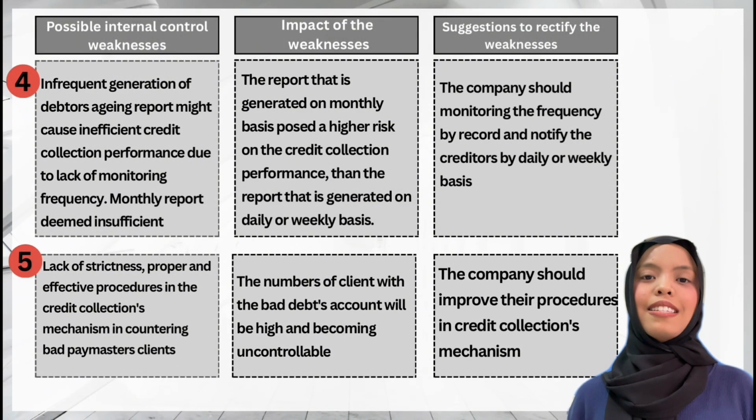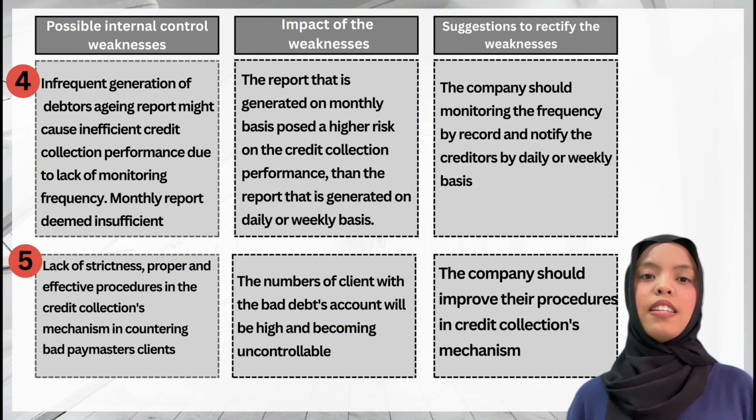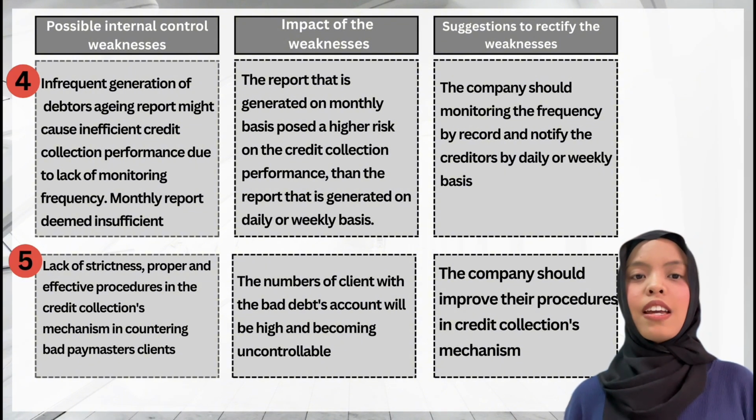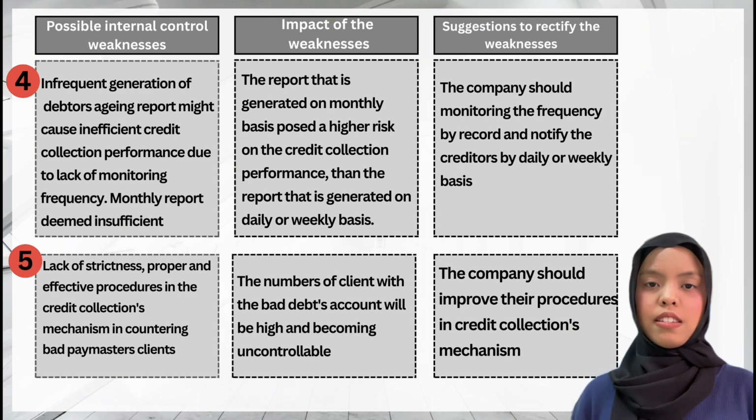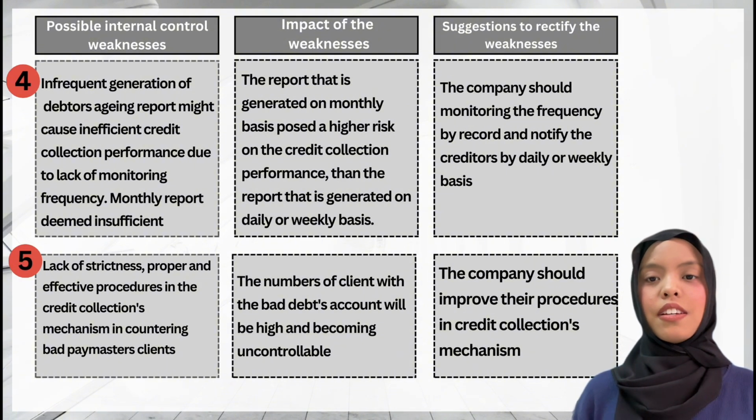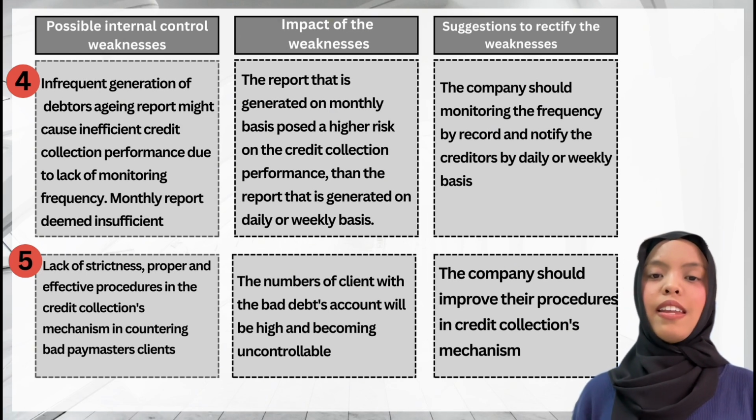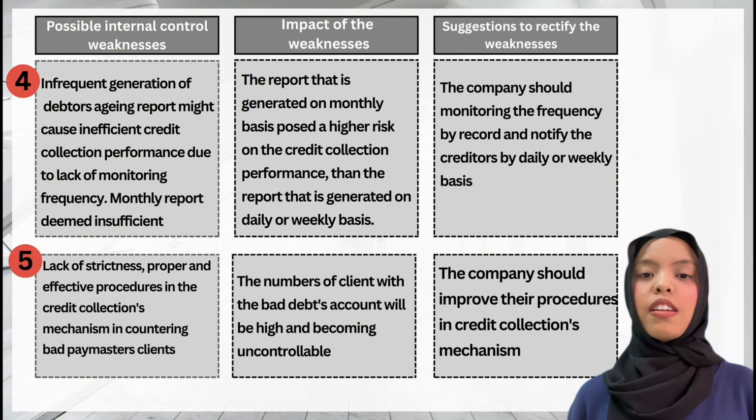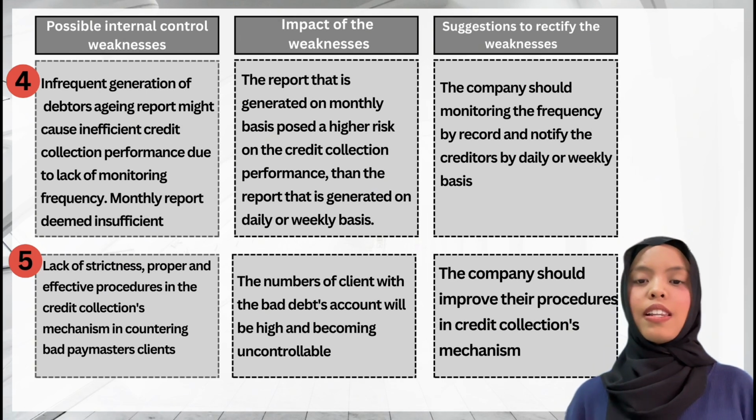The fourth weakness is infrequent generation of debtors' aging reports, which might cause inefficient credit collection performance due to the lack of monitoring frequency. A monthly report is deemed insufficient. The impact of this situation is that a report generated on a monthly basis poses a higher risk to the credit collection performance than a report generated on a daily or weekly basis. Our suggestion is that the company should monitor the frequency by recording and notifying the debtors on a daily or weekly basis.